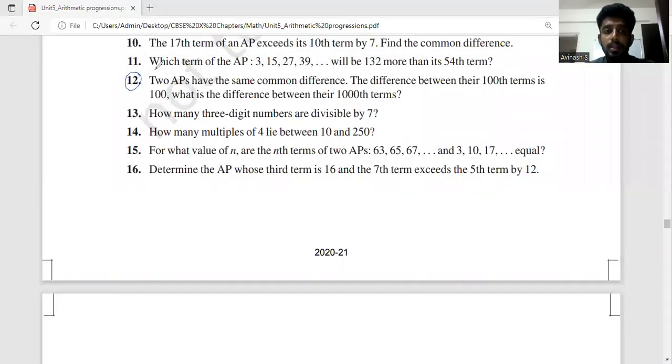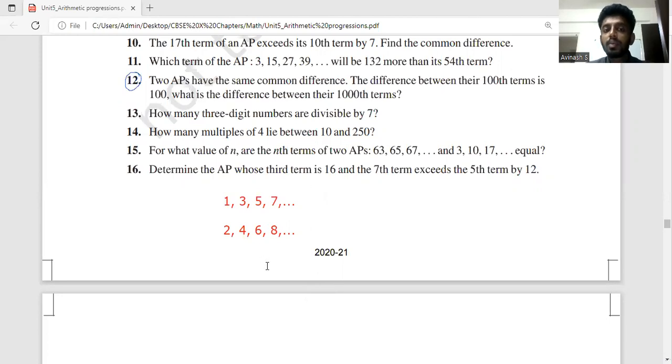Let's learn how to solve question number 12. So they have given that there are two APs. They have the same common difference. So we can have two APs which have the same common difference, but they can have different terms. For example, a very simple example like the list of odd numbers and the list of even numbers. When we consider these two APs, that is the list of odd numbers, which is 1, 3, 5, 7, and the list of even numbers, which is 2, 4, 6, 8.